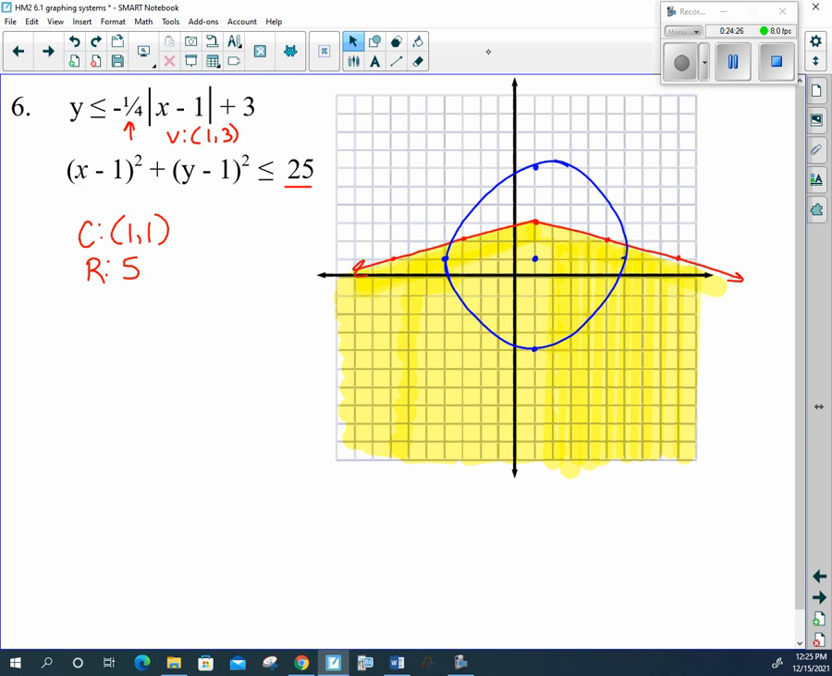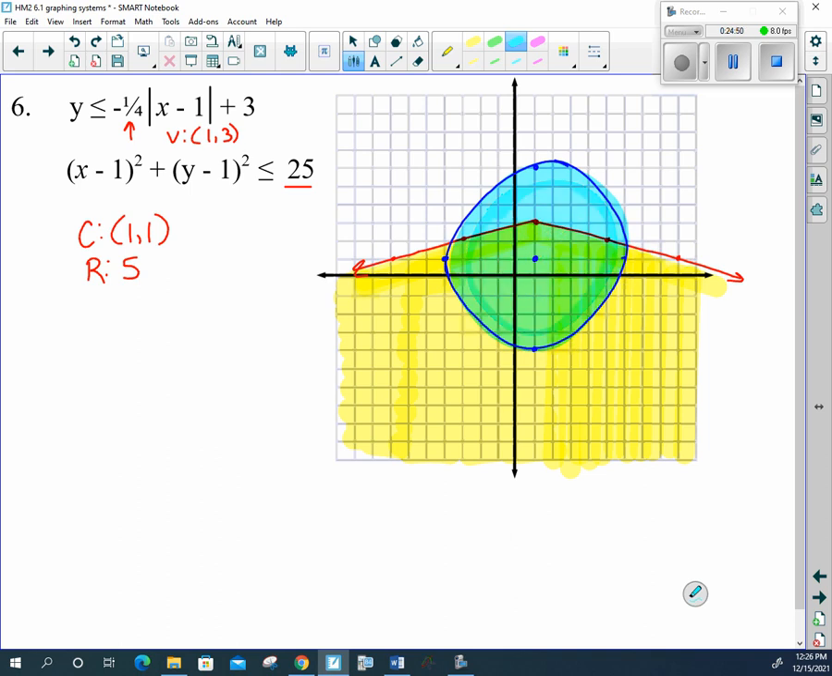Now, this one says the circle is less than or equal to 25. So if it's the circle part that's less than or equal to the radius part, then that means you're going to shade inside the circle. So less than is going to shade inside. So if I shade inside my circle, then you can see the green part again is the final answer.